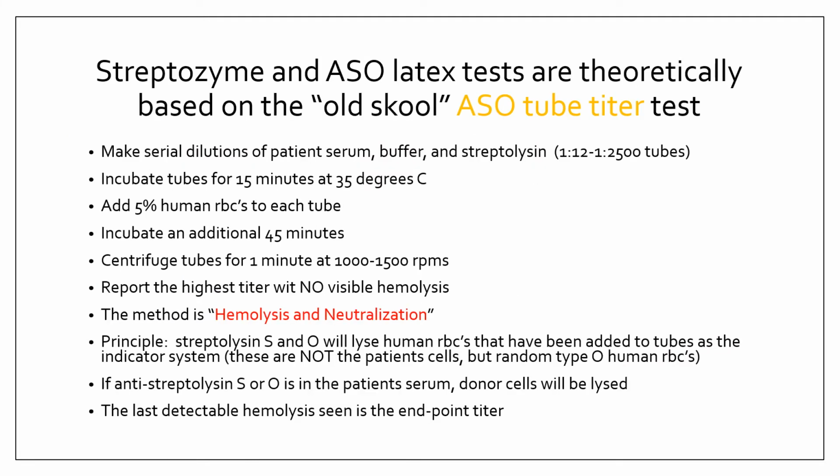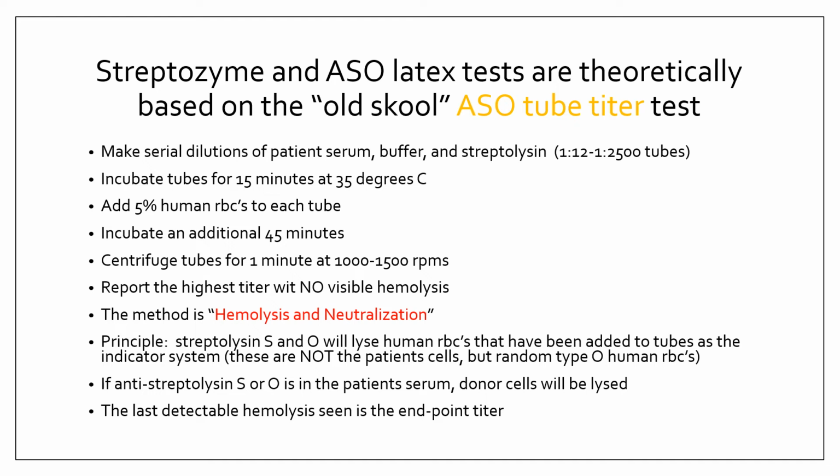Now, the streptozyme and the ASO tests have been based on an old school type of test called the ASO tube titer. Even today, old doctors will want to order an ASO tube titer test, but that's really no longer the gold standard. The gold standard, on the other hand, for serological testing for streptococcus would be streptozyme and ASO test. Okay? In the old school ASO tube titer test, what we would do is make serial dilution of patient's serum, buffer, and streptolysin. So we're going to use several tubes to make a concentration of 12 up to 2500, or a titer of 12 up to 2500.